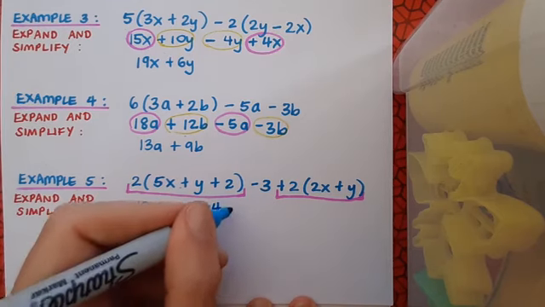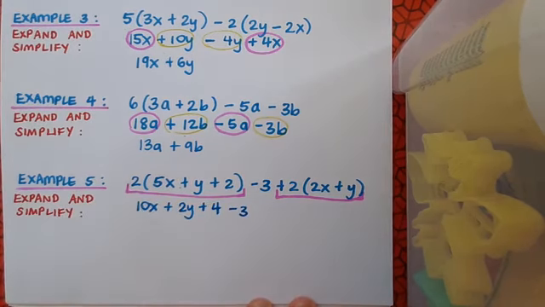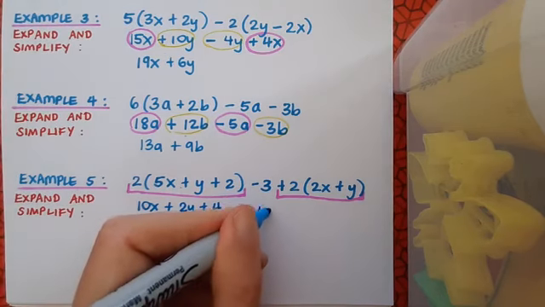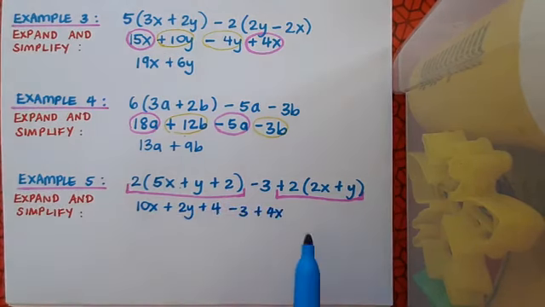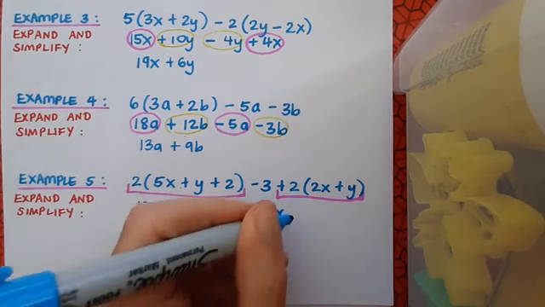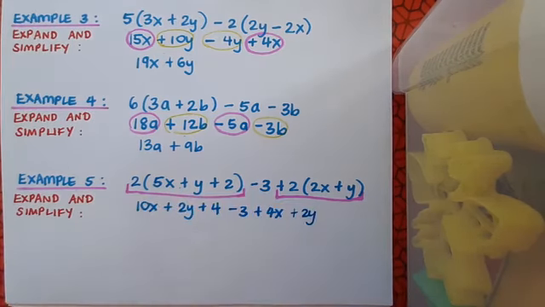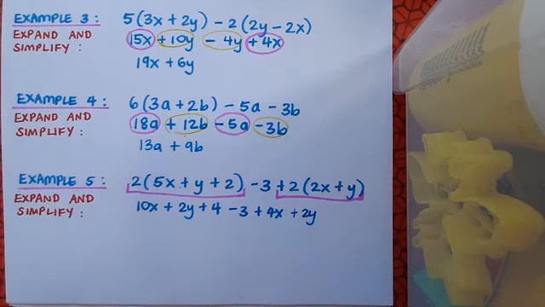The minus 3 is going to stay there, not doing anything just yet. And then 2 by 2x is going to give us plus 4x. And plus 2 by plus y is going to give us plus 2y. So we've done the expanding part of the instruction now, and now we have to simplify.